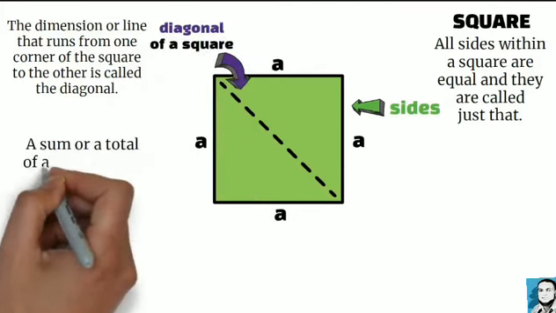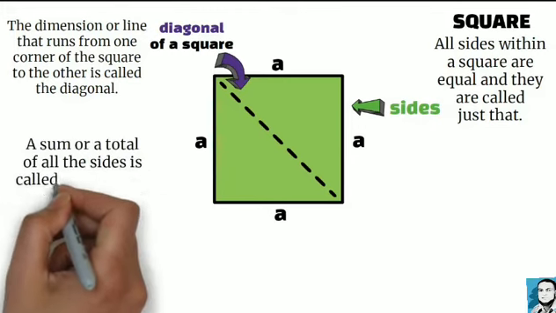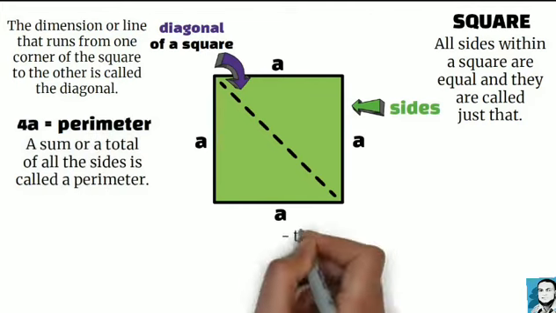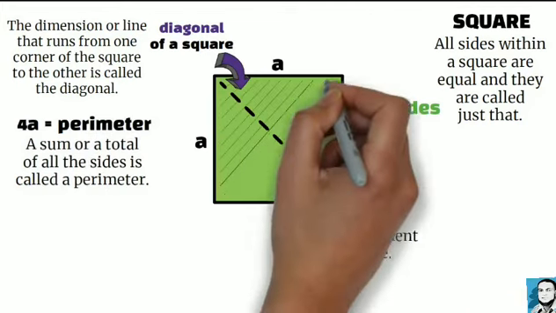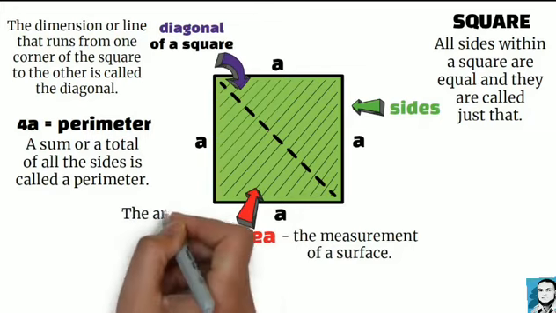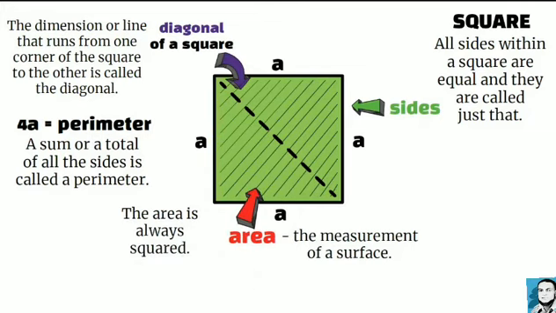A sum or a total of all the sides is called a perimeter. And the measurement of a surface is called an area. The area is always squared. In this case, it equals a squared.